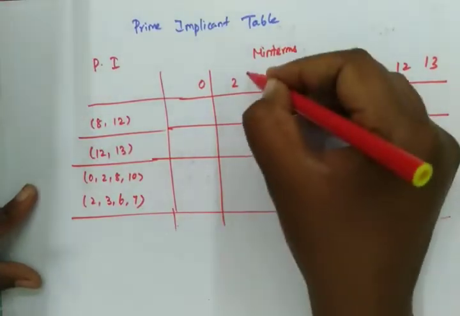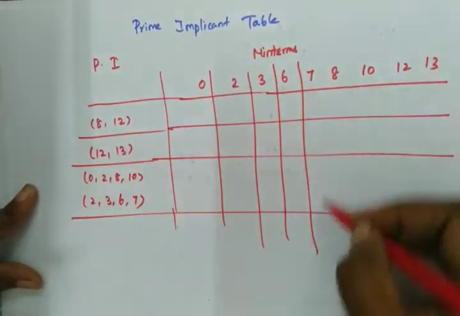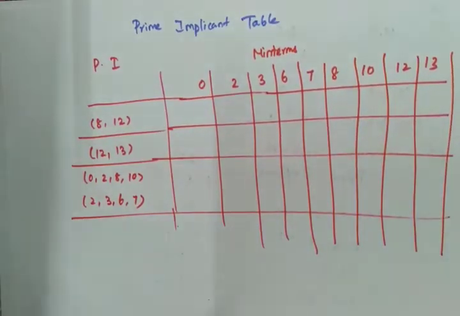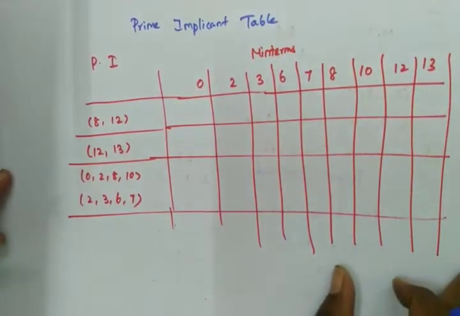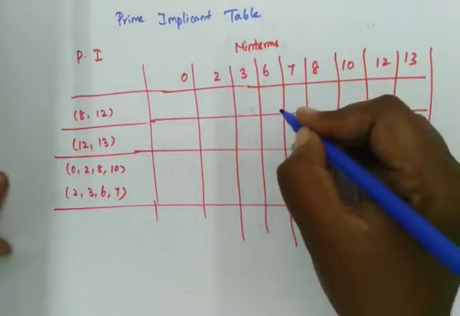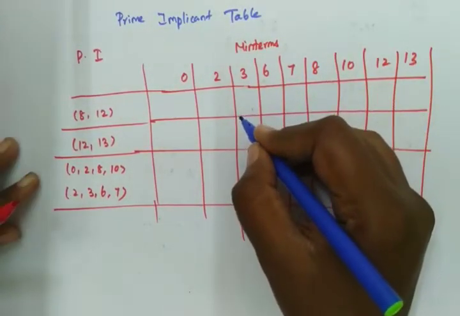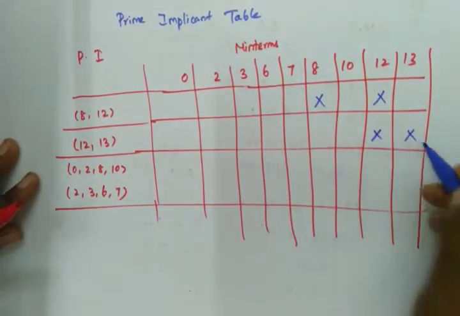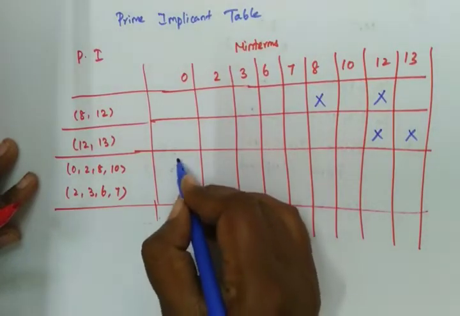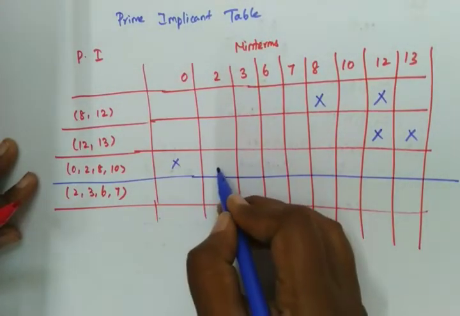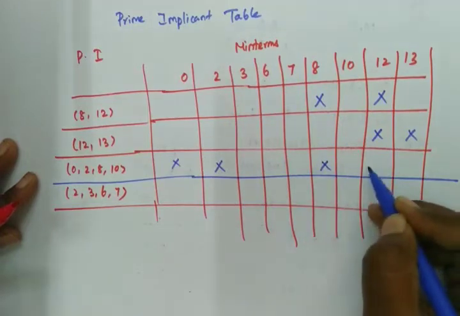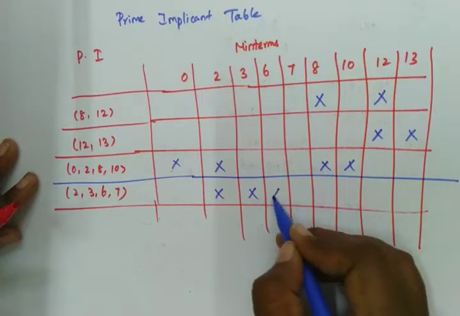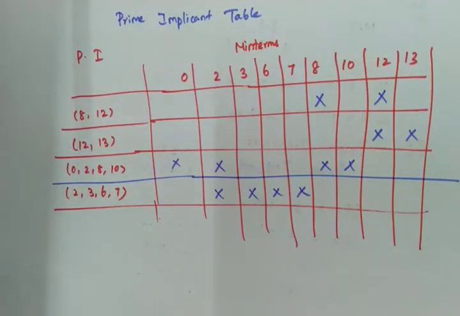Now represent this. This is called as prime implicant table. This is very simple. See here, what are the numbers present? You put a cross mark: 8, 12. Then 12, 13. Then 0, 2, 8, 10. Then 2, 3, 6, 7. That's it. This is called as prime implicant table.